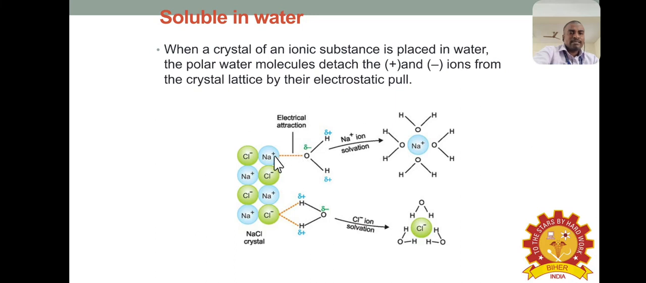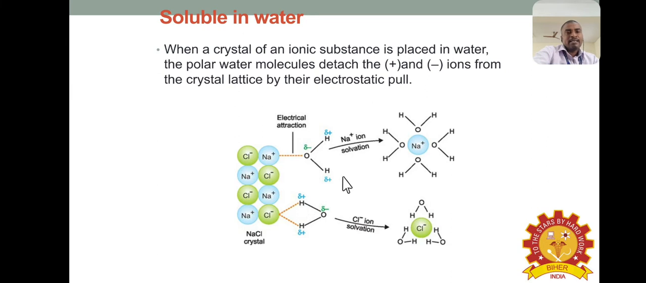That's why this attraction is called electrical attraction. On the other hand, the chloride ion, Cl minus ion, is an electron-excess ion. It is ready to interact with hydrogen, because hydrogen is slightly positive in nature, delta positive. So it makes an interaction between hydrogen and the chloride ion due to electrical attraction.